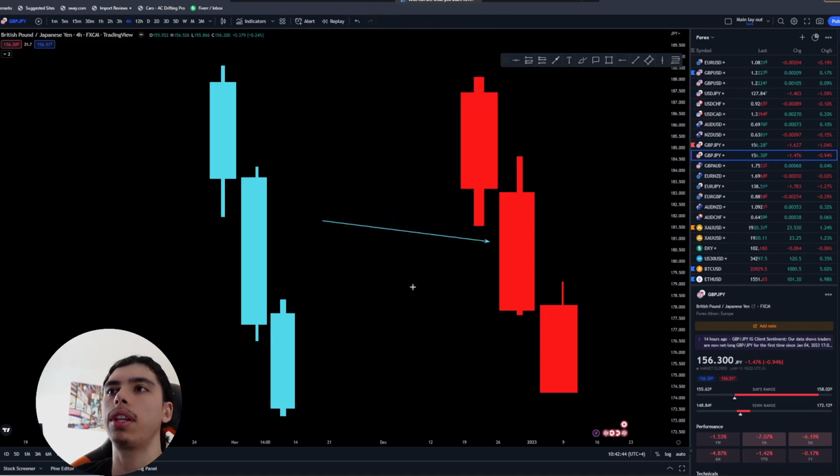Why are they both LTA situations? Because the move down here is clean candles. There's been nothing obstructing the candles from moving cleanly.